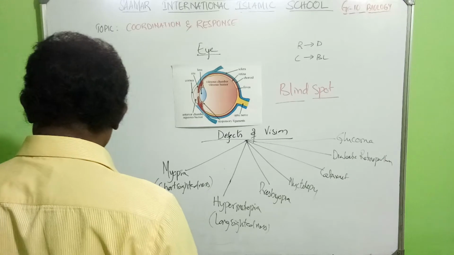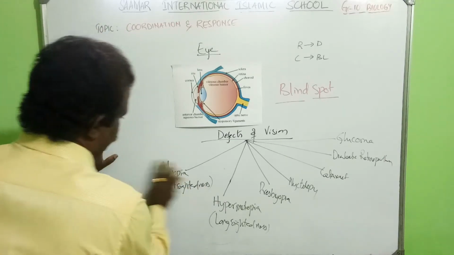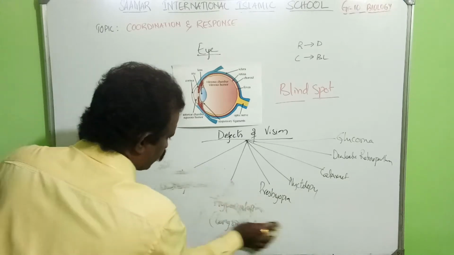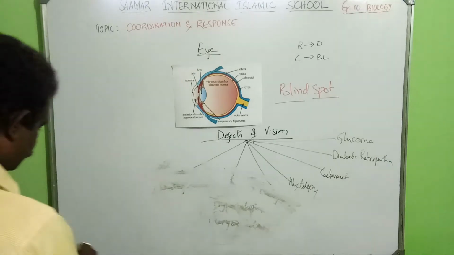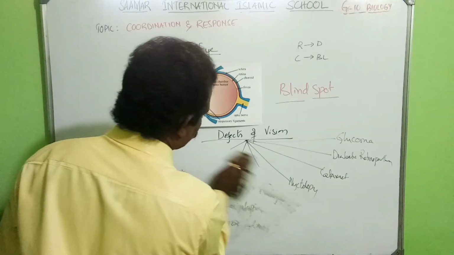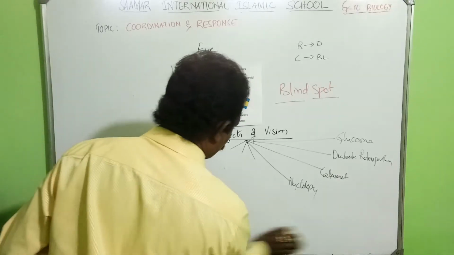Now, short-sightedness. In this short-sightedness, what happens? I'll just tell you now. Let us learn one by one. Now, why is this happening? In short-sightedness, your eyeball is bulged. You got my point? Your eyeball is bulged. Why is it bulged?